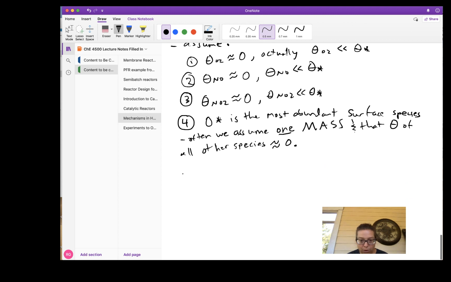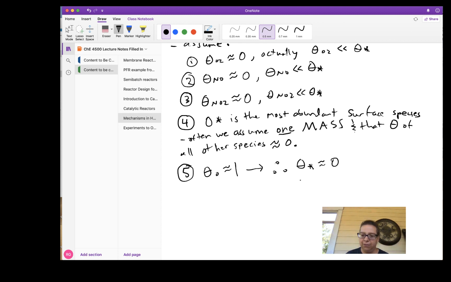I can make one more assumption, that theta O is approximately equal to 1. And again, it's not going to be equal to 1. It's going to be close to 1. But what this means is, therefore, theta star is approximately equal to 0. I know that makes these statements all confusing, but if you think about it, in this case, we'd be saying maybe the coverage of oxygen is like 0.92 or something like that. So it's close to 1.